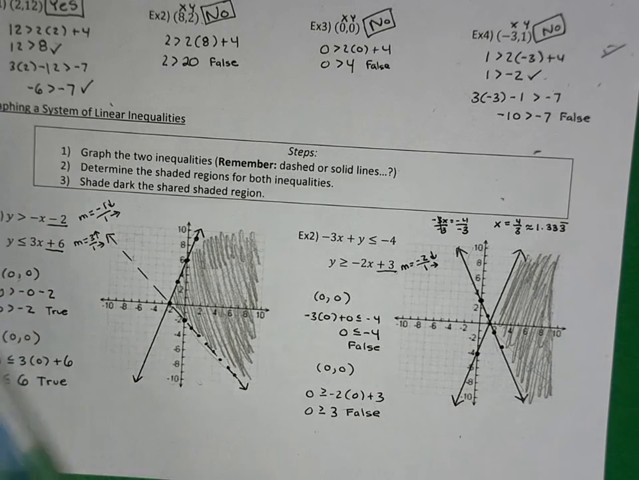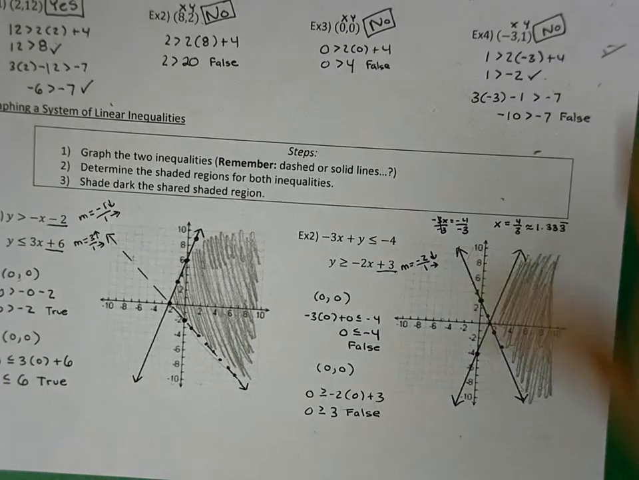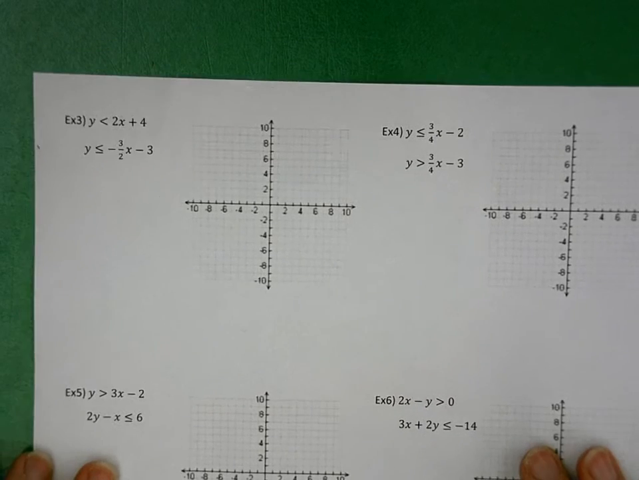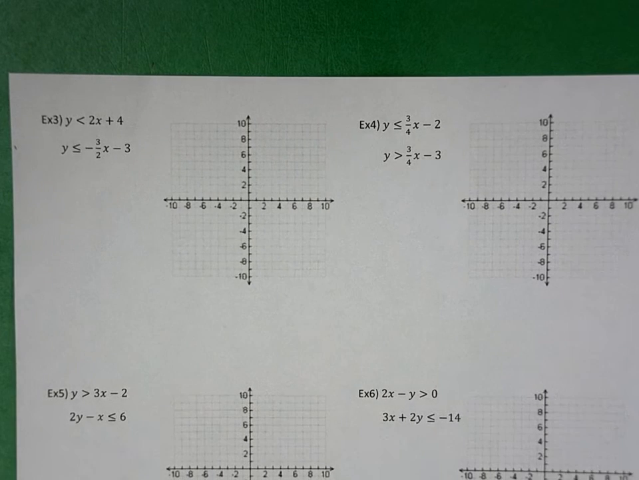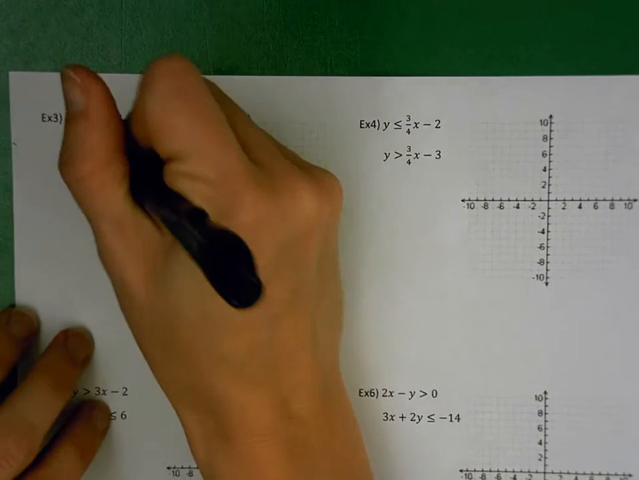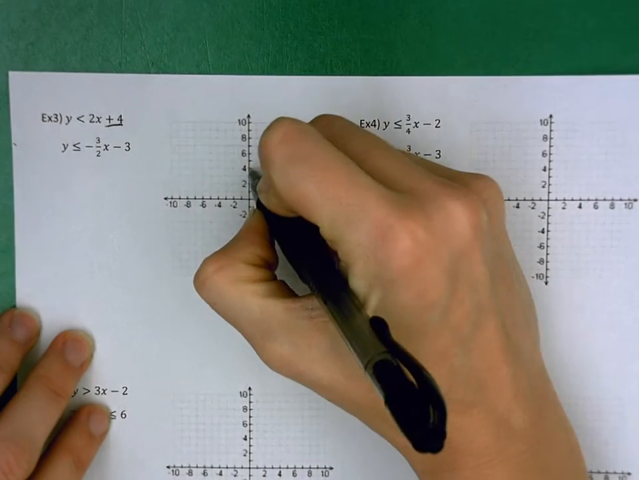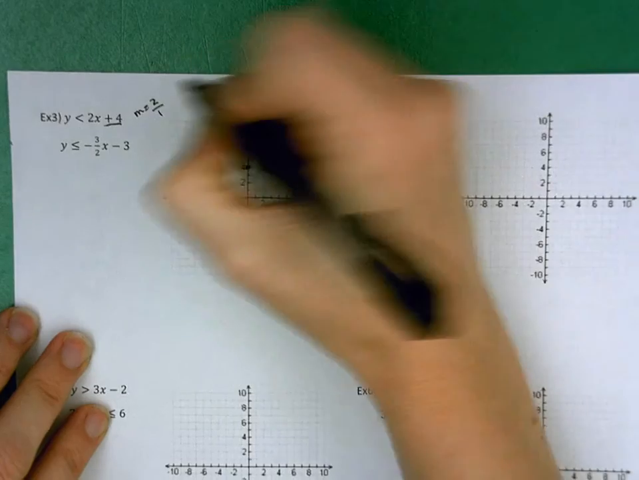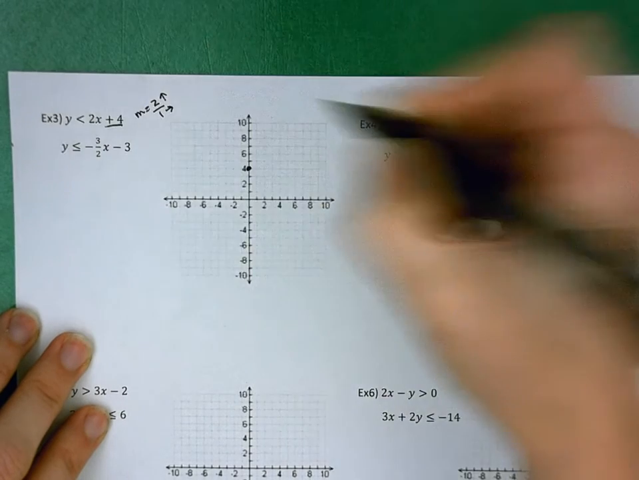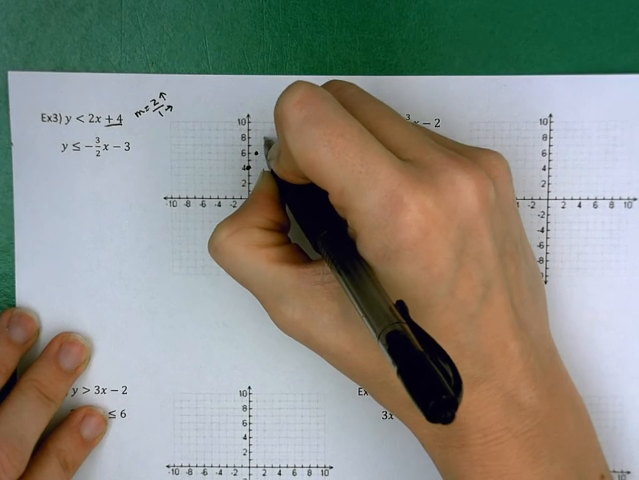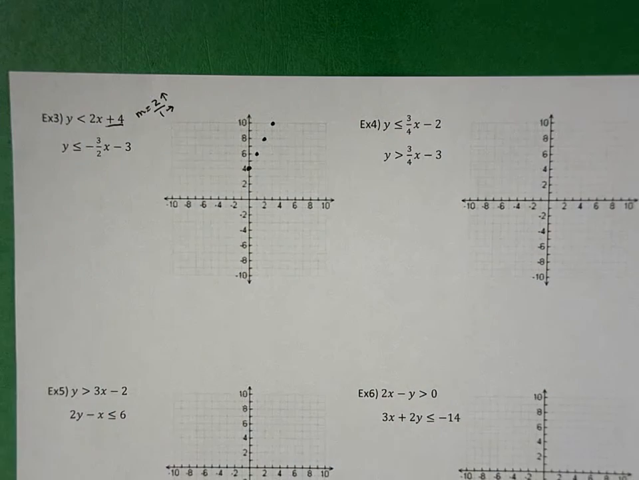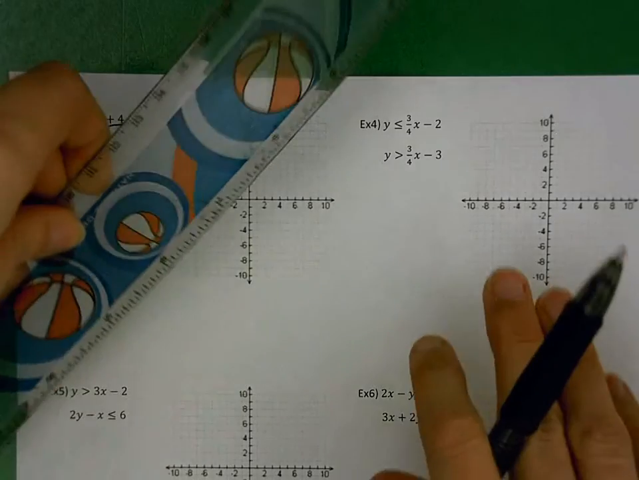Okay, so we have a couple more here. Again, feel free to pause the video or stop the video and try them on your own if you feel like you want to give it a shot. Okay, we have y is less than 2x plus 4. Okay, so there's my b, which is 4. My m is 2. And so I'm going up 2 over 1. And this is a less than line, so this is going to be a dashed line when we connect this.